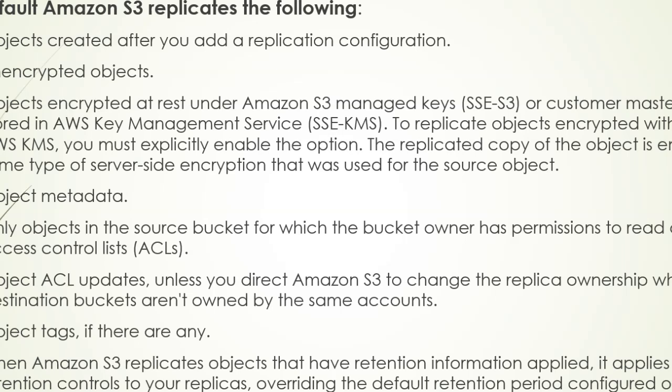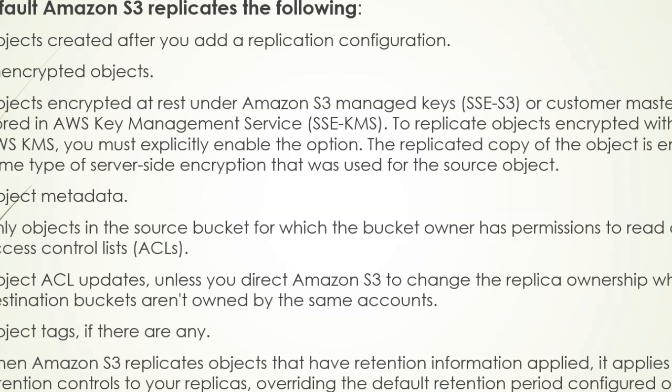The replicated copy of the object is encrypted using the same type of server-side encryption that was used for the source object as well. And you can replicate the object metadata, and only objects in the source bucket for which the bucket owner has permissions to read objects and ACLs. Object ACL updates are also replicated, unless you direct Amazon S3 to change the replica ownership when the source and destination buckets are not owned by the same account.